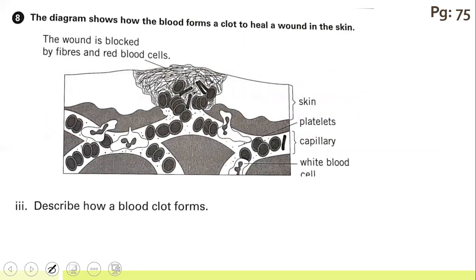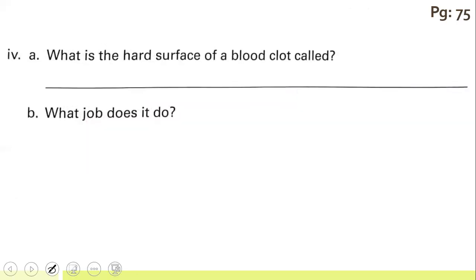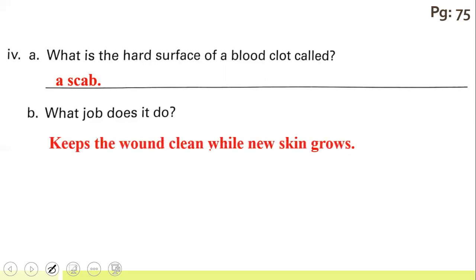Come towards the third part of this question and describe how the blood clot forms. So platelets cause tiny fibers to form a net across the cut. Red cells get caught in the net forming a blood clot. What is the hard surface of the blood clot called? That is also called a scab. What job does it do? It protects the wound, or the cut, while new skin grows there.